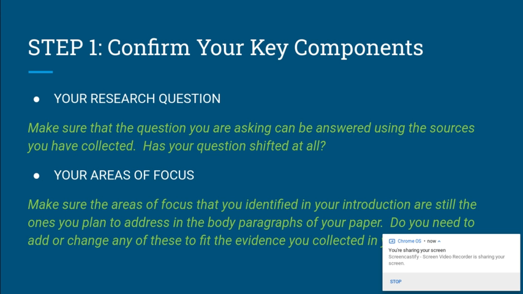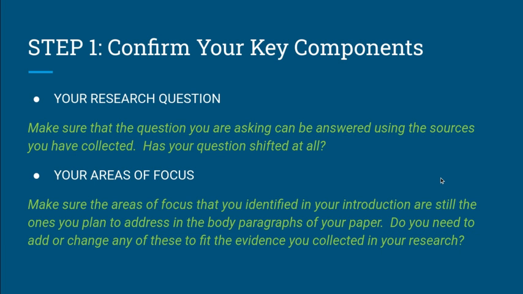This first step is about going through and making sure you know exactly what you are putting your evidence together to prove. So start by going back and revisiting your research question and ensuring that it hasn't shifted at all based on the research that you've done so far. After that, you want to revisit those areas of focus that you indicated in your introduction of your paper. If there is anything in those areas of focus or that needs to be added to those, you want to make sure that you do that because those are going to be the groupings for the evidence for your paper.